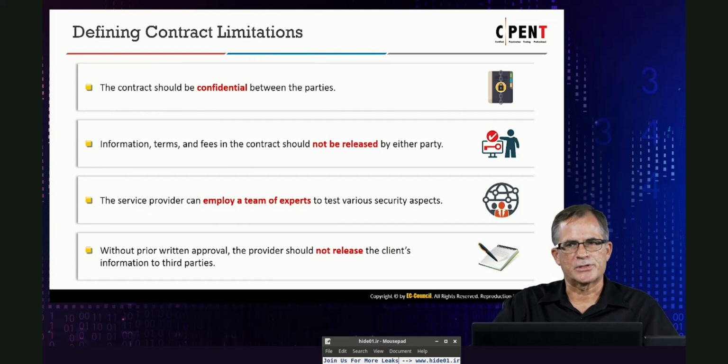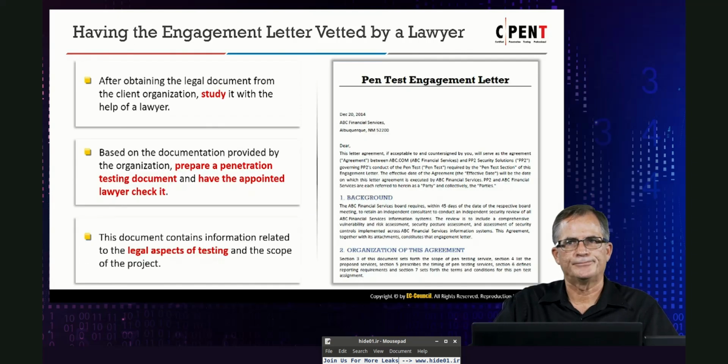Contract limitations. Remember, it's confidential between parties. It's the terms and fees of the contract, not released by either party. And we have a team of experts to test these types of things. And it has to be written approval. Without written approval, we don't release any information to the client, information to third parties. So no client information goes to a third party without written authorization and approval. Otherwise, you can get in trouble.